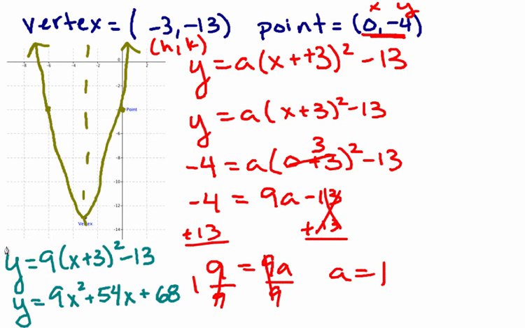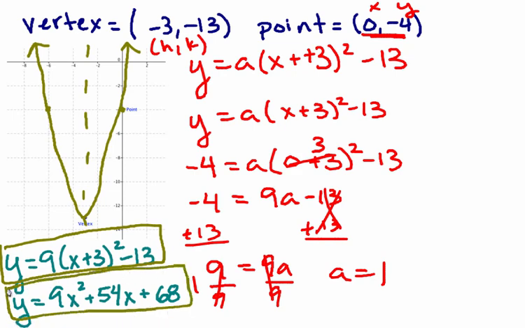So in these problems, you can be asked to either write this in vertex form, okay, or in standard form. But either way, given the information you have, you want to start with that vertex form, y equals a times the quantity (x minus h) squared plus k, where (h, k) is the vertex.